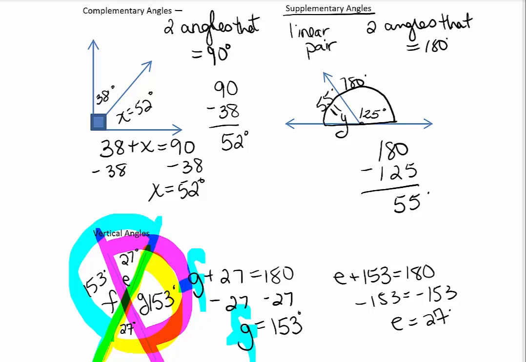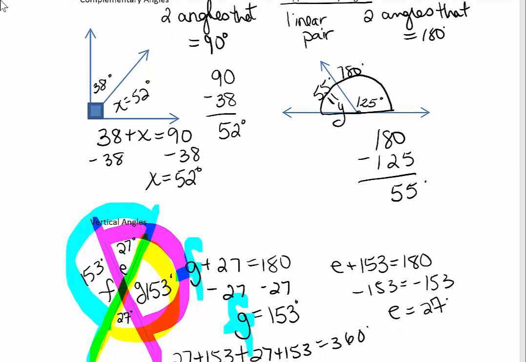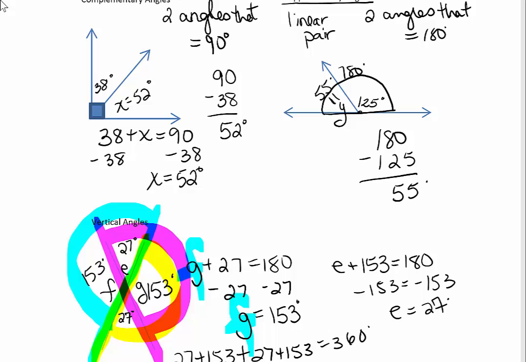A couple of things: all the way around this should equal 360 degrees. So if we were to add up 27 and 153 and another 27 and another 153, we should end up with 360 degrees total. That's part one. And part two, let me see if I can lower that so you can see my writing, is that the angles across from each other are the same.